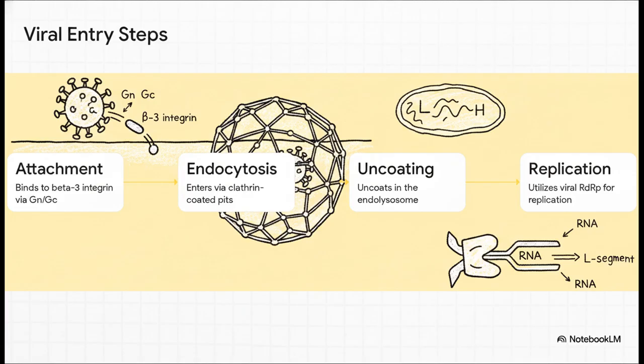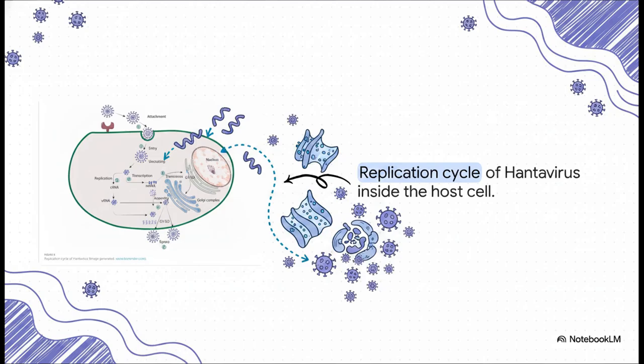Boom, it's in. Following that entry, the viral mRNA translates on free ribosomes and the rough ER, and then, here's the kicker, it assembles at the Golgi complex. Seriously, do not forget that Golgi assembly. It is a highly testable, very unique step in its life cycle.